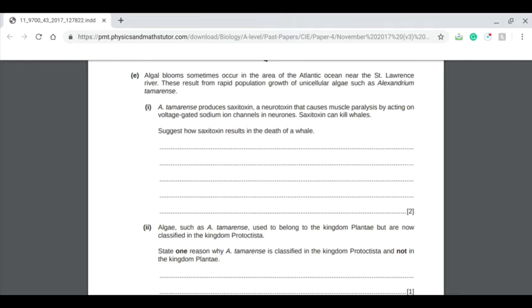So, algal blooms sometimes occur in the area of the Atlantic Ocean near the St. Lawrence River. These result from rapid population growth of unicellular algae such as Alexandrium tamarense. I told you guys, I just won't be able to pronounce that. Either way, it produces saxitoxin, a neurotoxin that causes muscle paralysis by acting on voltage-gated sodium channels, ion channels in neurons. So saxitoxin can kill the whales. Suggest how saxitoxin results in the death of a whale.